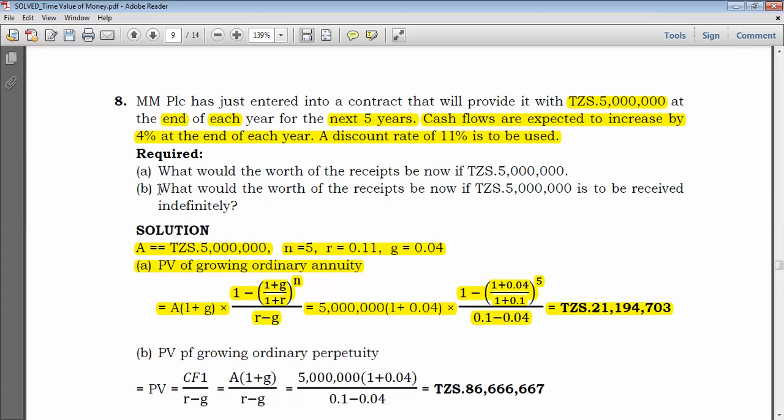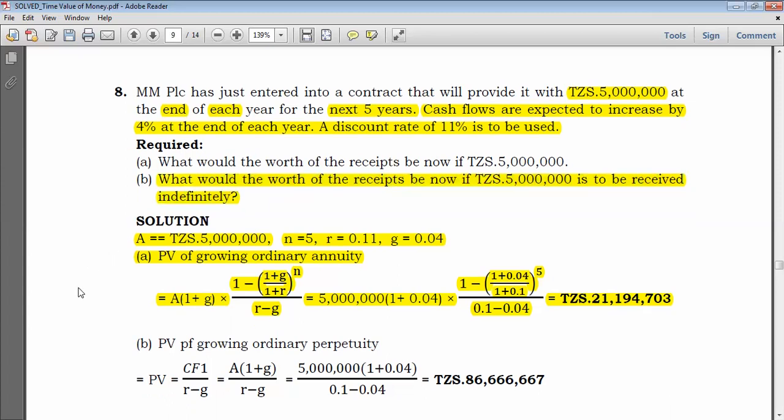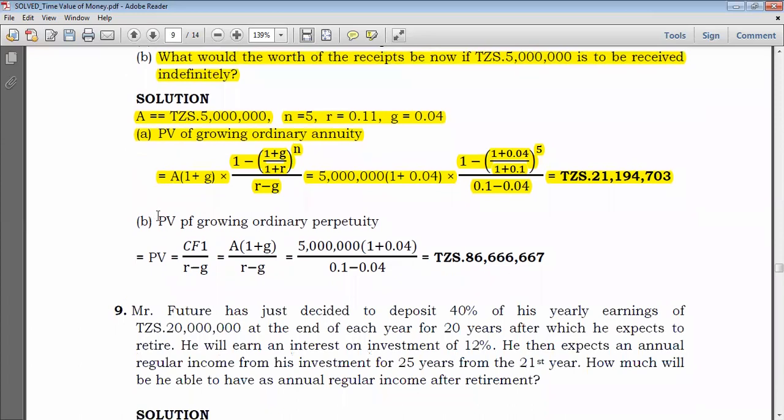Right? So B says, what would be the worth of the receipts now if 5 million is to be received indefinitely? So if you are going to receive something indefinitely, this is what you have to do. The present value of ordinary perpetuity equals cash flow 1 over r minus g. Cash flow 1 was not given directly, so you take 5 million times 1 plus 0.04 over r minus g, where r is 0.1 and g is 0.04. So you substitute and end up with 86,666,667, just like that, and all is done.